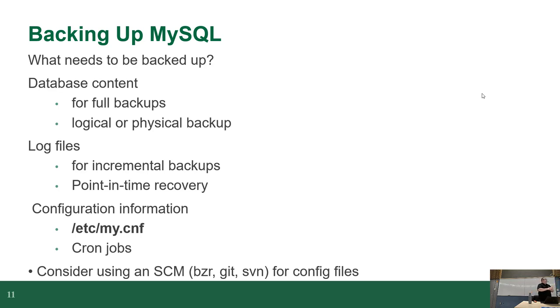Consider using a source control system of some sort for your config files, because sometimes you need to make changes and you realize you made a mistake. And we all use the world's most fancy backup system, right? my.cnf.version1.version2.version3. Honestly, use a version control system, whether you're using Subversion or Git or whatever. It's handy.